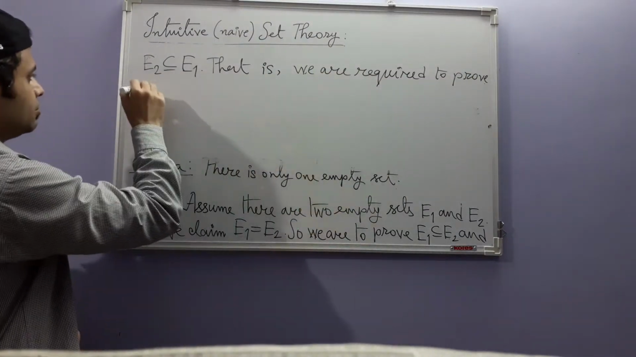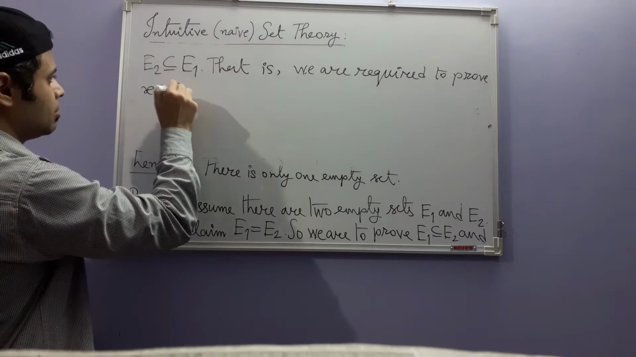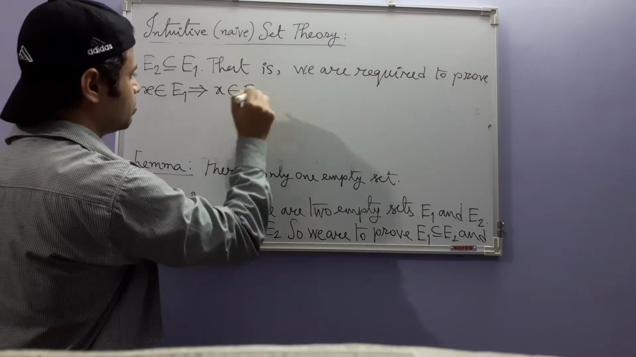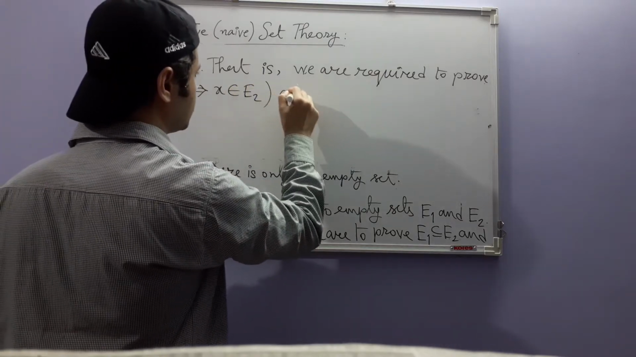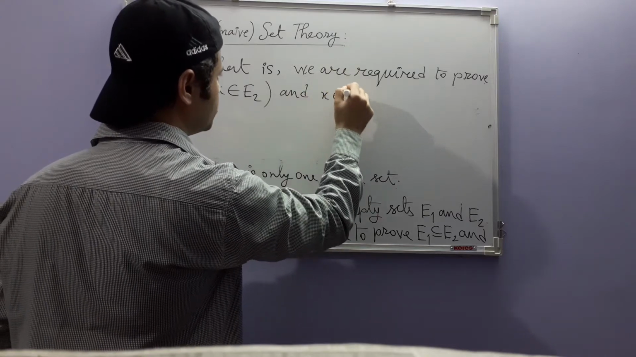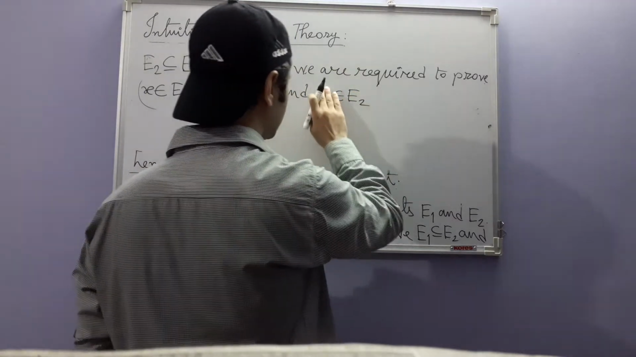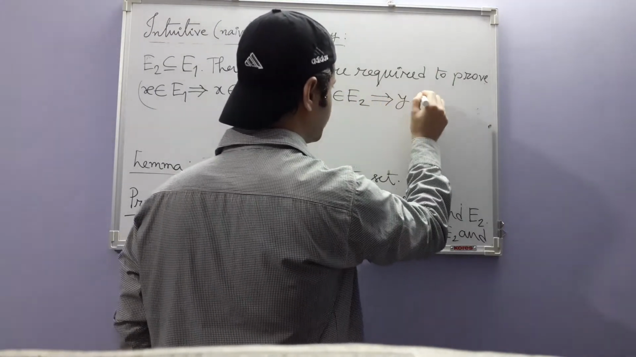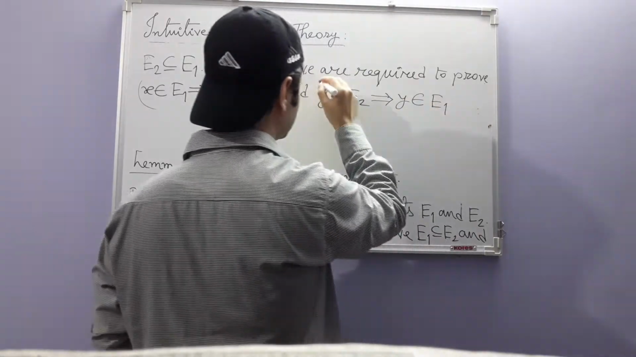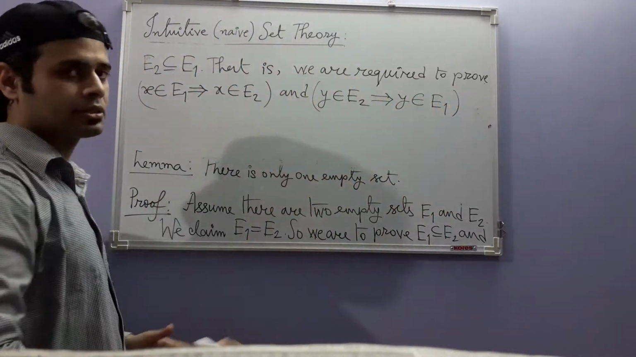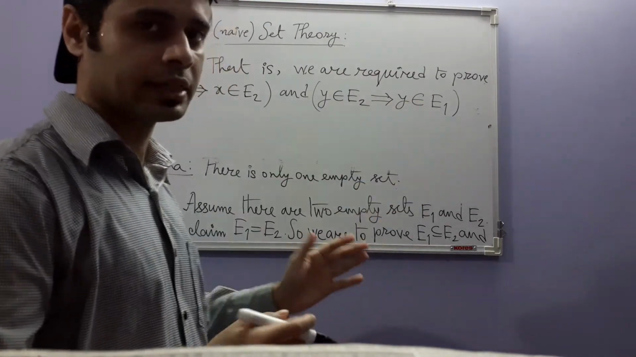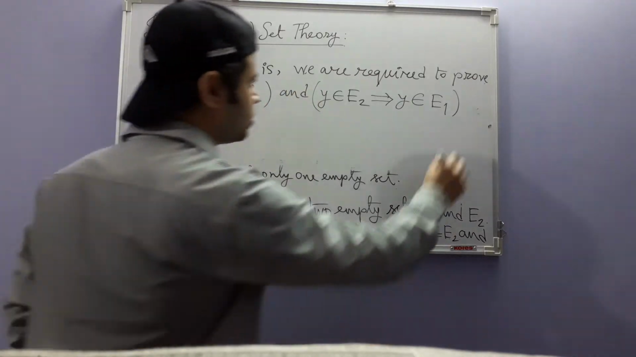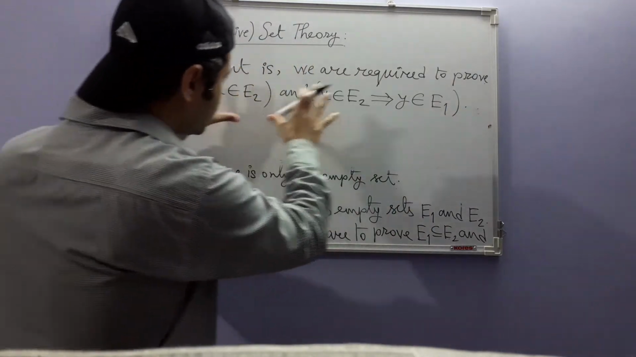E1 being a subset of E2 means x belongs to E1 implies x belongs to E2, and y belongs to E2 implies y belongs to E1. You can also use a different name, so that it is clear that we are just simply considering the implication and nothing else. These need not be the same. Now we have to prove this one and this one.